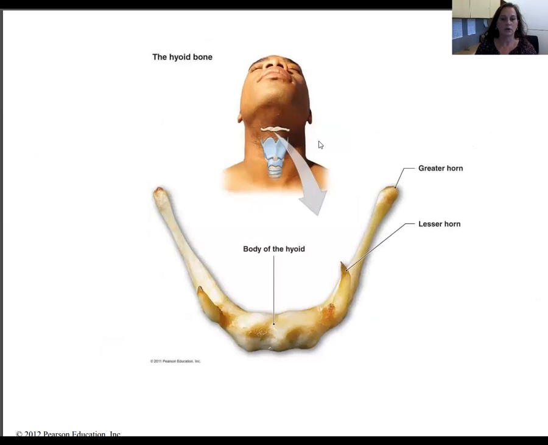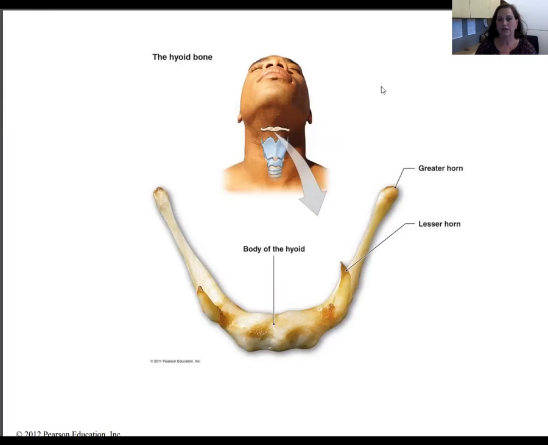Okay, then the hyoid bone. The hyoid bone is going to float in the upper throat. This bone doesn't articulate with any other bone in the body. This hyoid bone is a bone that, if they're trying to check the cause of death and that hyoid bone has been fractured or broken, they know that that person has been strangled, because that bone gets broken in strangulation.